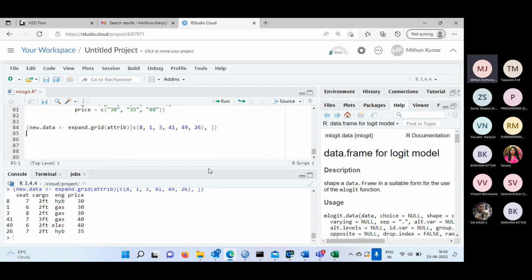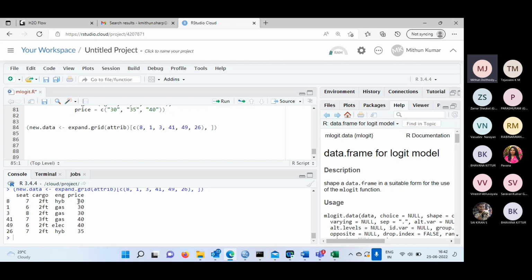Okay, just see here, guys. It has just generated some kind of data here. So one record here basically is 7-seater, 2 feet cargo, hybrid engine, and 30. Let's say the business team wants to find out, for this set of characteristics, what is the expected market share?